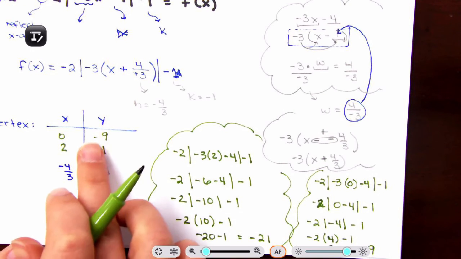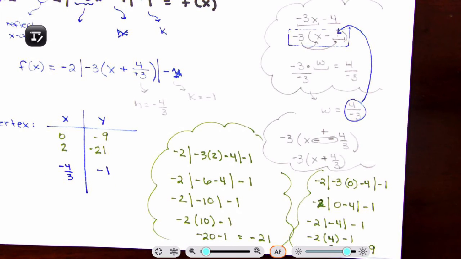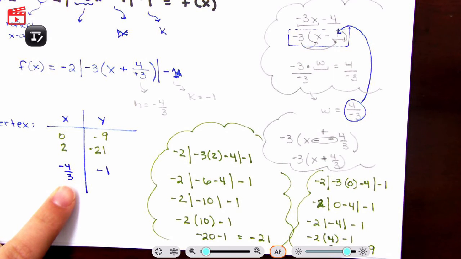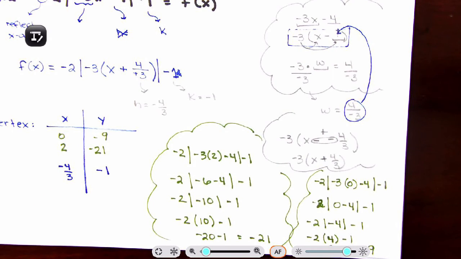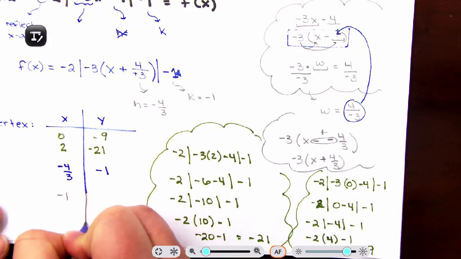So we did have 2 points. I have 0, 2, but I still don't have a negative. Remember, we want to choose one that's above your x value vertex, and we want to choose one that's below your x value vertex. So let's choose one that's below. Let's do a random number, but we want to keep it small. Why don't we do a negative 1? We plug in negative 1. See what that gets us.